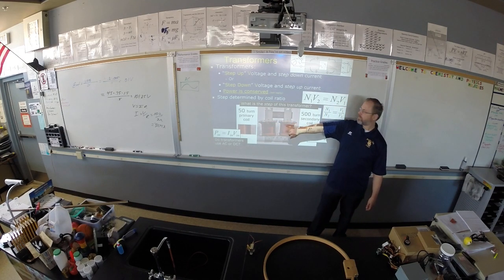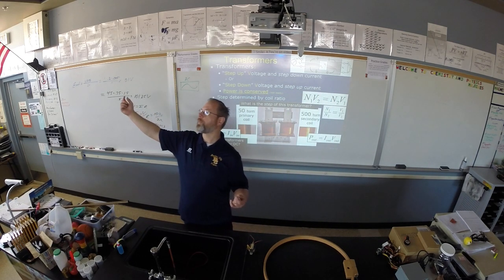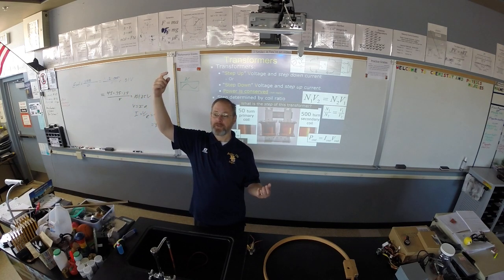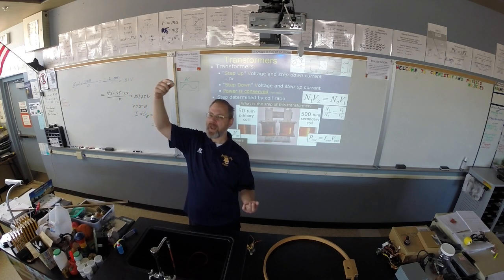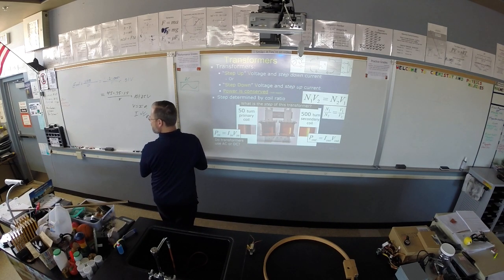The flux change in this coil is the same flux change in this coil. So the 100,000 volts that are cruising along the power lines are at 60 hertz. And that 100,000 volts ends up in your house. How does it do it?